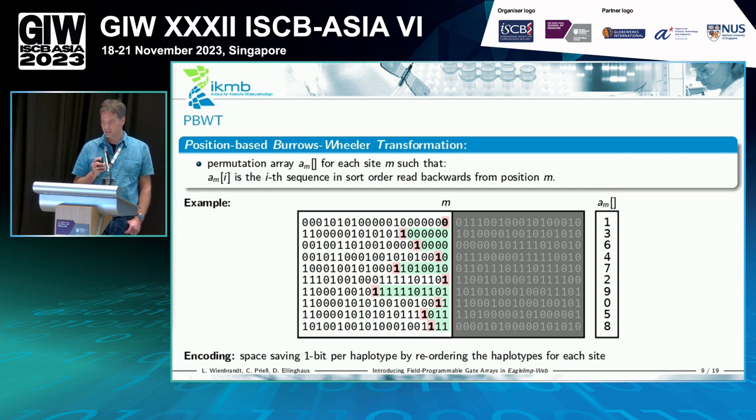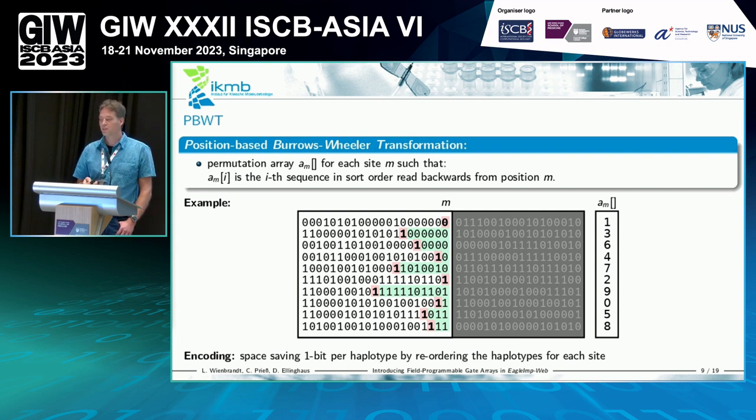my sequences, I define a permutation array for every site such that at this site, the sequences read backwards are sorted. If you see this site here, you can see that all these sequences from this position on backwards are sorted. And this is according to this permutation array.